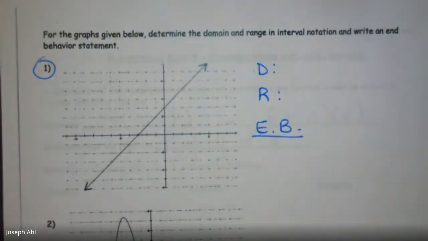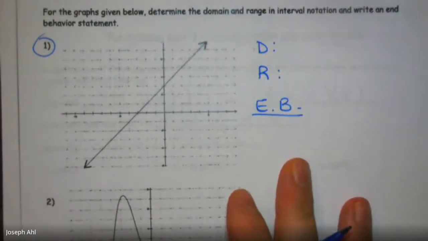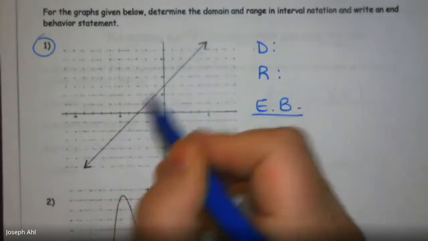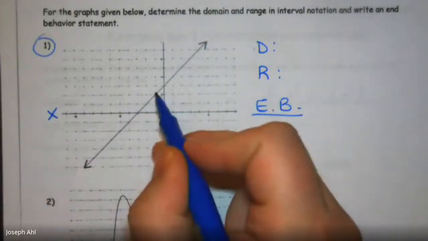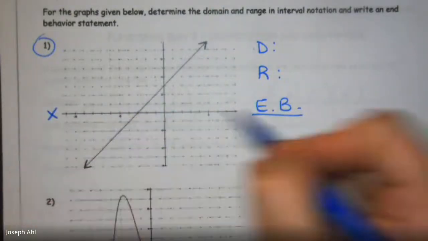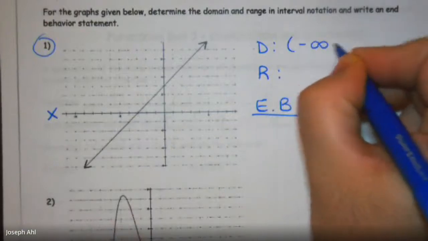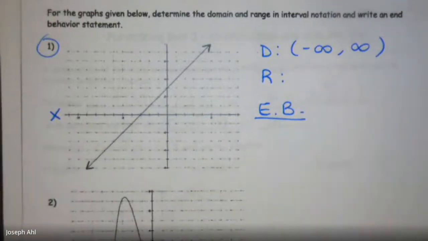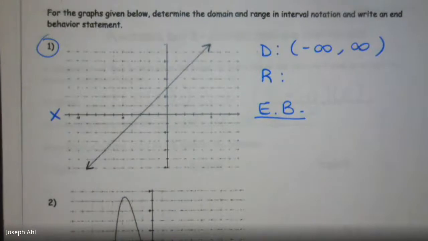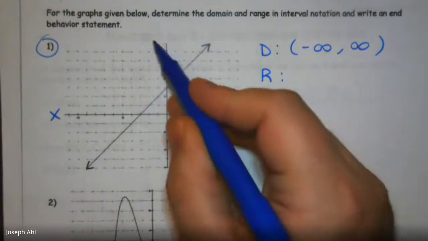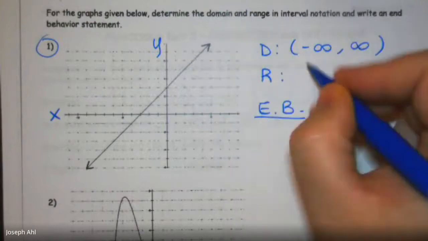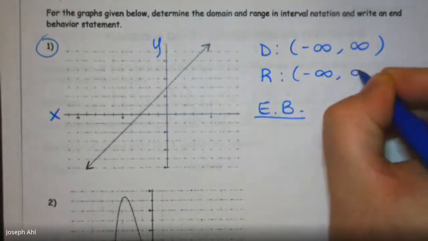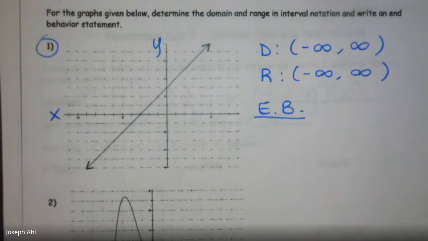So domain and range. The reason why I think this is a little bit easy to start is just because it's a linear function. It's a straight line. And if I think about the domain, the x values go to the left forever, and this line also goes to the right forever. So the domain is all real numbers, negative infinity to infinity. Talking about the range, the y values, this graph's going to go down forever. It's going to certainly head up forever. So the range is the same thing, negative infinity to infinity.